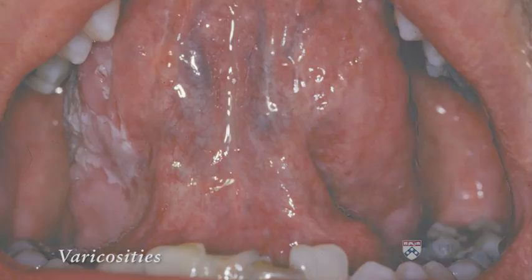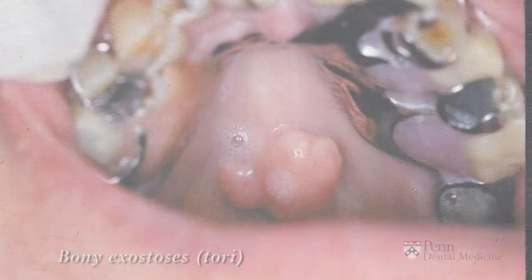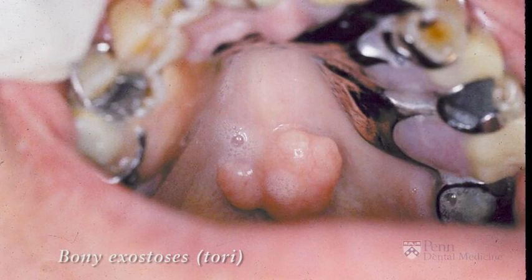Another common condition that we see is what dentists will refer to as bony exostoses, or sometimes referred to as tori, which are benign growths of bone in various areas of the mouth. We can see them in the roof of the mouth, or we can see them in the lower jaw. Most commonly seen in the lower inside of the jaw, where the tongue rests.